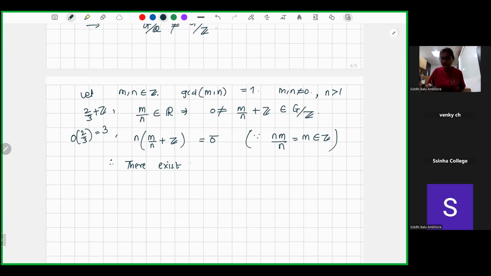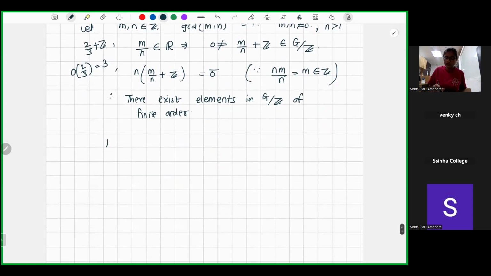So there exist elements in G quotiented by Z of finite order. So do we have elements of finite order in G quotiented by Q? Do we have this?